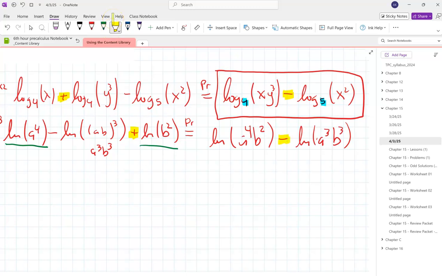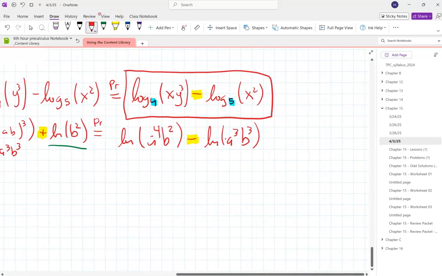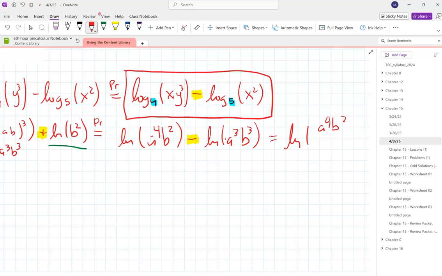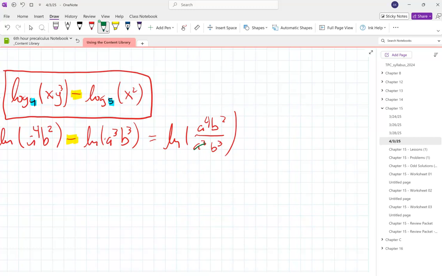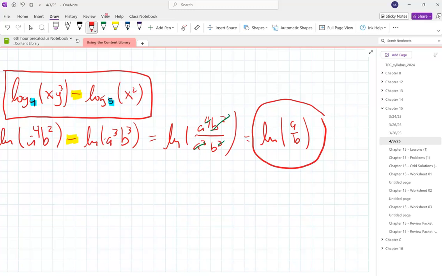And then last, we'll look for quotient property. I see that I have subtraction. So that is going to allow me to write this as log of. Now, when you do the quotient property, its order is important. The negative part has to be the denominator. Everybody's okay there? And then hopefully you recognize that a to the fourth b squared over a cubed b to the third can reduce. And it'll just become natural log AB. And we're done.